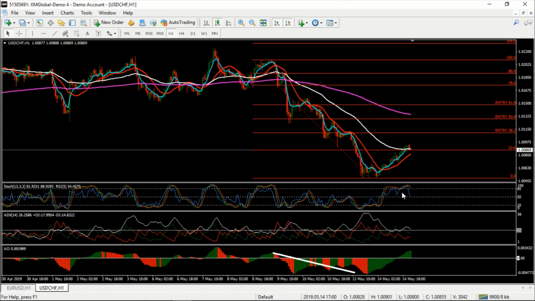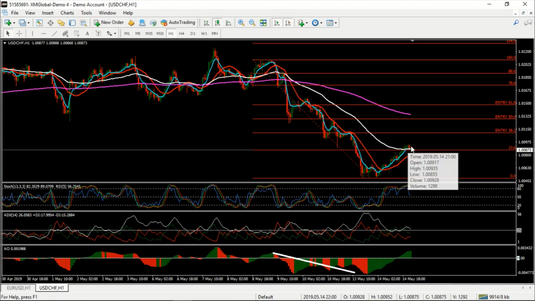Right, and we've got the ADX where the green line has crossed above the red line, which shows us a bullish trend, and we've actually got the white ADX line above the 25, which indicates to us a strong bullish trend. We've also got price increasing on the awesome oscillator, which also indicates to us a bullish trend.